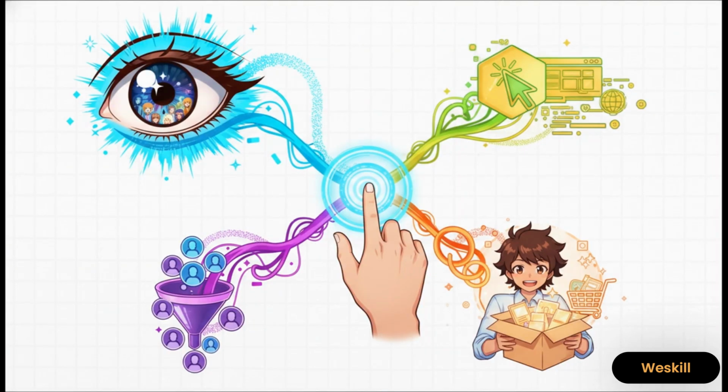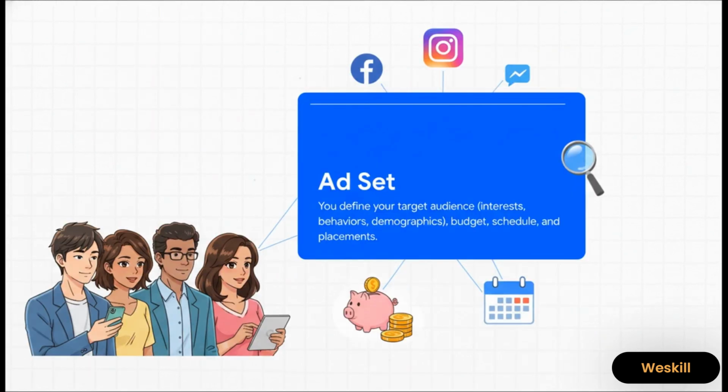Are you just trying to build awareness and get your name out there? Or do you want traffic, getting people to actually click a link and go to your website? Maybe you're looking for something more specific, like getting new customer leads or even making direct sales. The goal you pick here tells Facebook's algorithm what to optimize for. It's a huge decision.